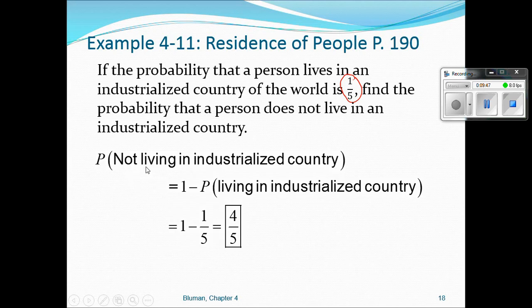We are looking for not living in an industrialized country. The complement of that is living in an industrialized country, right? This is people who don't. This would be people who do. Those are the only two options. That's way easier to figure out if you already know this. So you just take 1 minus 1/5. 4/5 do not live in an industrialized country. Again, if you put 1/5 and 4/5 together, you should get everybody.